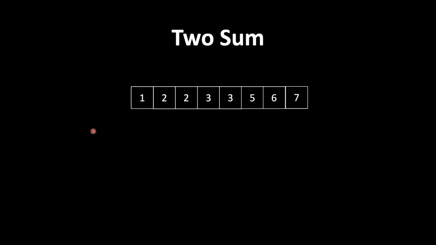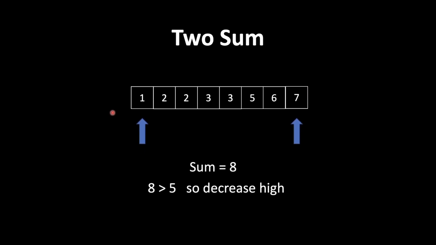Now let's see the animation of what we have discussed. We have two pointers, one is the low pointer which points to this element and one is the high pointer which points to the last element. So the sum is equal to 8. How is the sum 8? This is 1 and this is 7. The sum is 8 and 8 is greater than 5 which is our target.